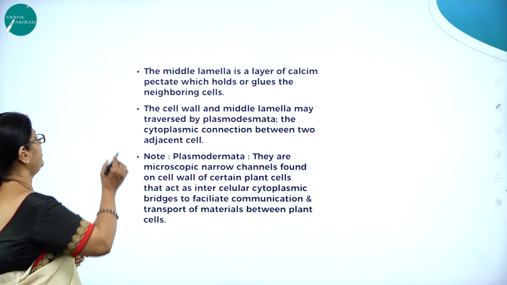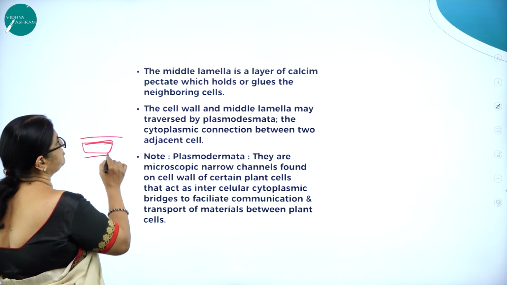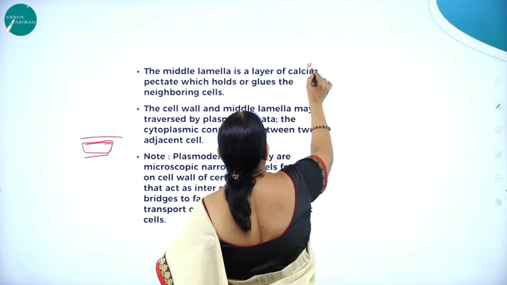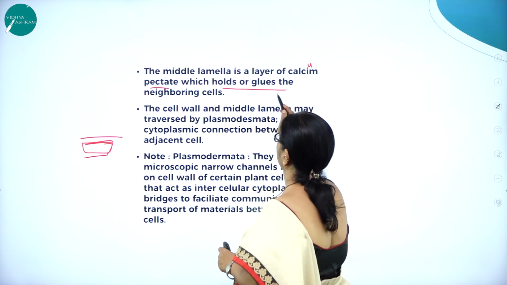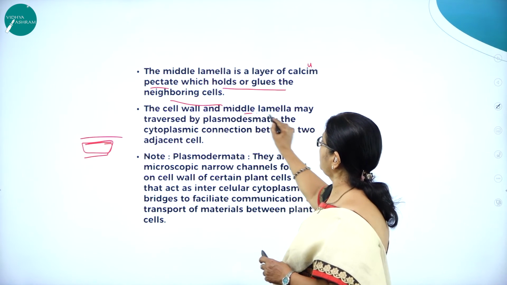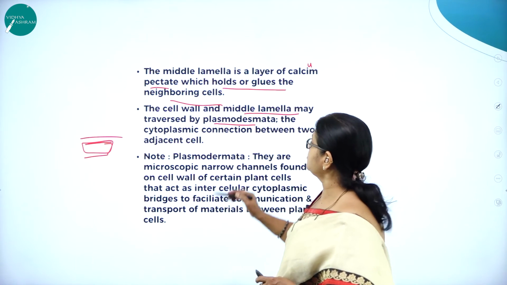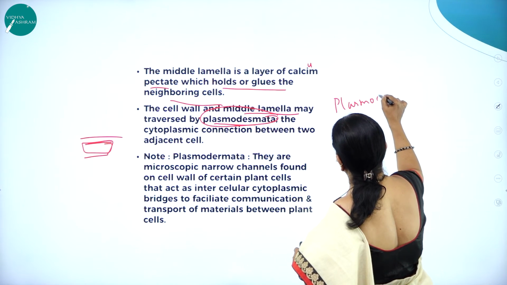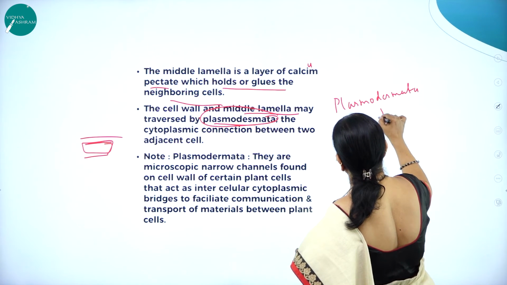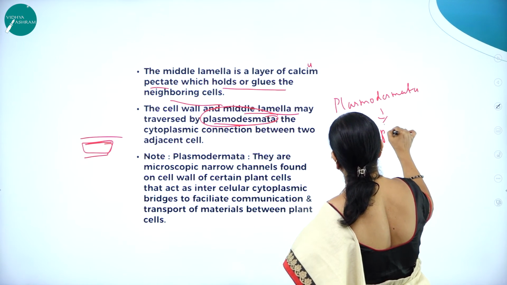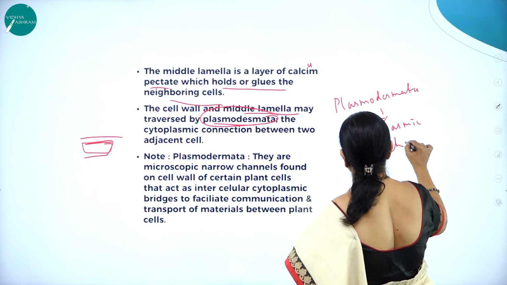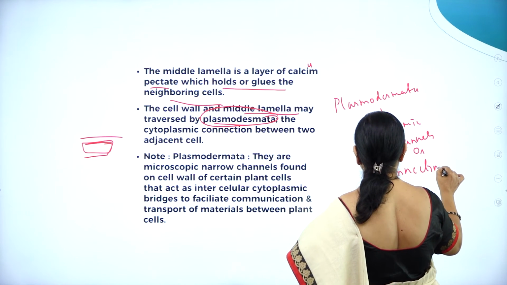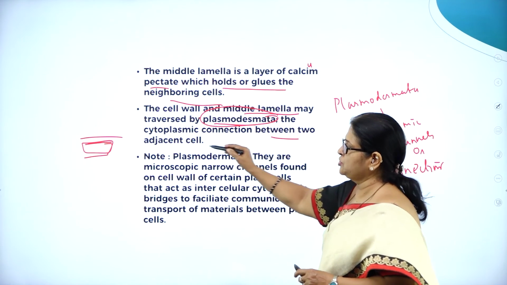In between, we have the middle lamella. The middle lamella is a layer of calcium pectate, which holds or glues the neighboring cells. The cell wall and middle lamellae may be traversed by plasmodesmata. Very, very important: plasmodesmata act as cytoplasmic channels or connections between two adjacent cells.